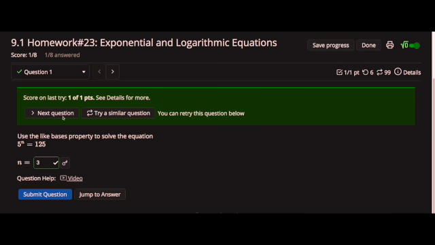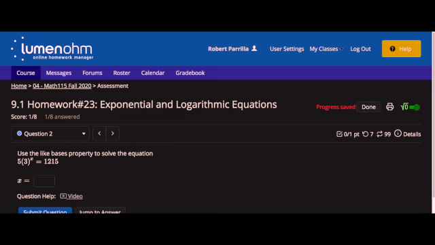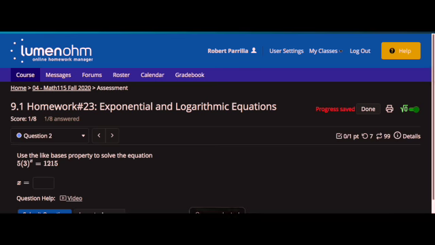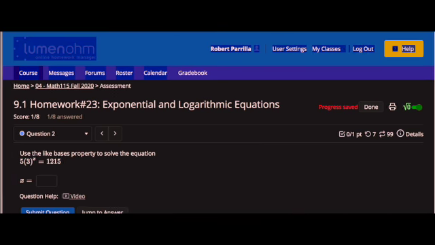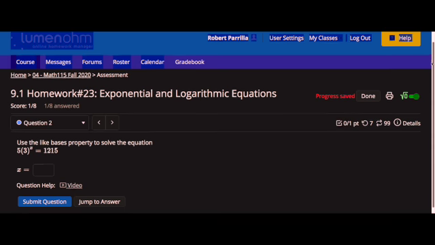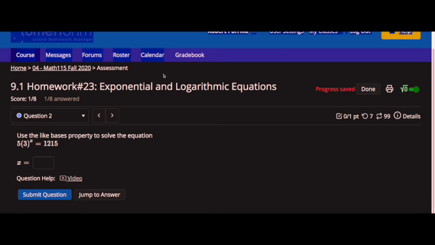So next question. Okay, what have we got here? We've got the same like bases property to solve the equation. This is exactly like the other one, except that there's a coefficient of 5 you have to deal with here. All you have to do is make sure that you divide anything that's not a base and exponent on the left-hand side. So you've got that 5 in front of the parentheses that has to be divided out from 1215. So do that first. And if you do that first, you should be okay.